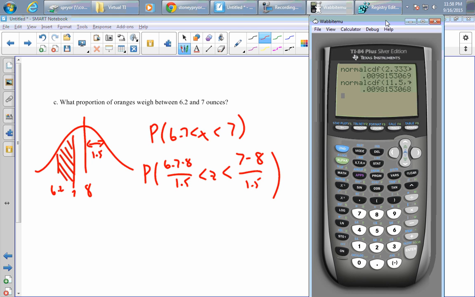So on my calculator, I've got 6.2 minus 8 divided by 1.5. There's the first value. It's the value that goes here. Negative 0.86 repeating. Negative makes sense because it's less than the mean. And then I'll do the other side, 7 minus 8 divided by 1.5. Again, getting a negative number because it's still less than the mean.